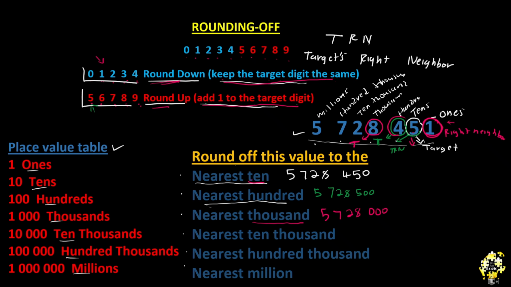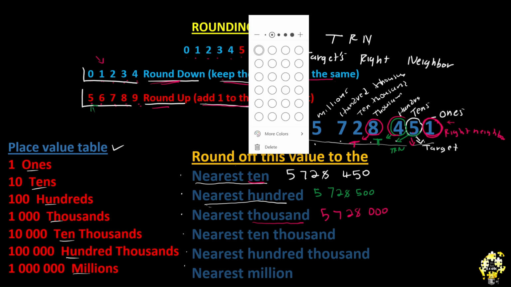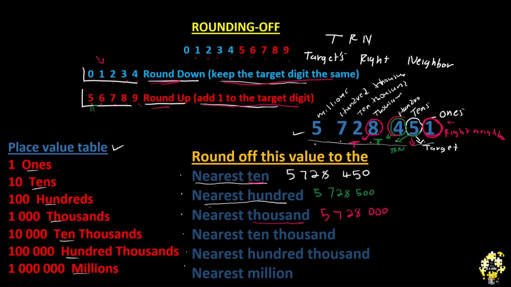See? Let's go to the 10,000s. I may use a gold. You know, I love my gold. Not the actual gold, I have not such, but the gold color.